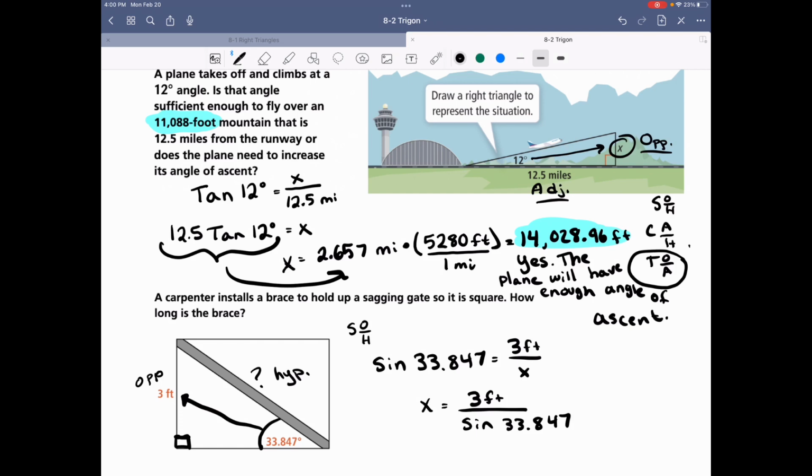I don't know if my calculator will do this because of that division. 3 divided by, it's not working. 3 divided by 33.847 sine. I'm getting not what I'm looking for. So I'm going to have to use a different calculator.